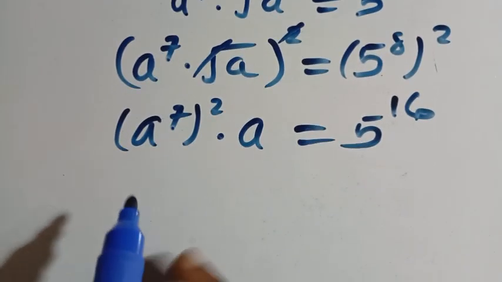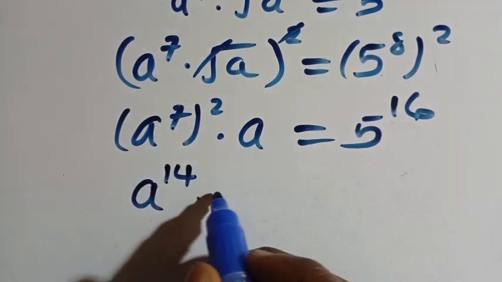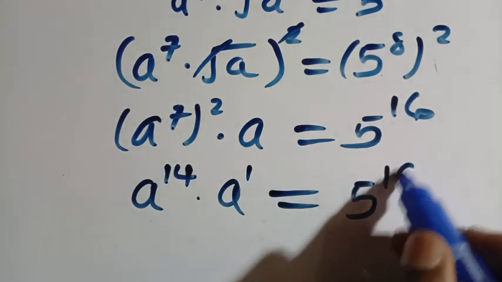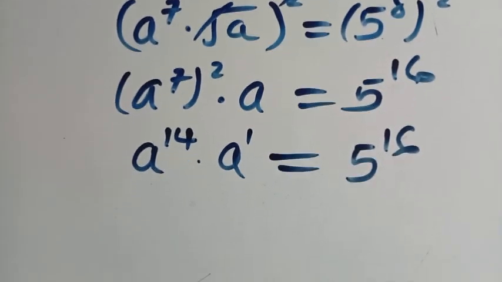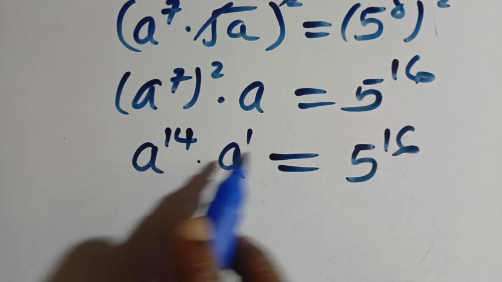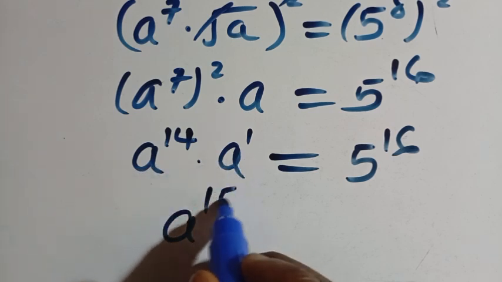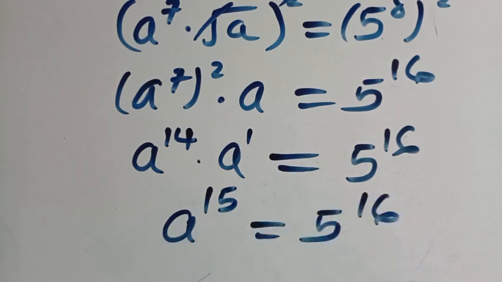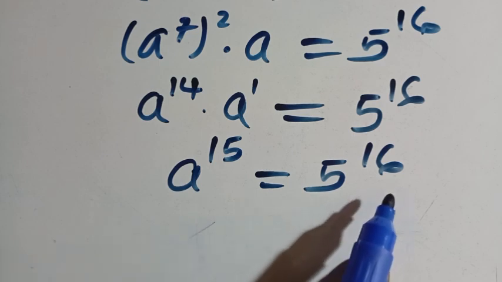And from here we have a raised to the power of 7 times 2, that is 14, multiplied by a raised to the power 1 equals 5 raised to the power of 16. And from here we can see that a raised to the power 14 multiplied by a raised to the power 1 gives us a raised to the power of 15 equals 5 raised to the power of 16.